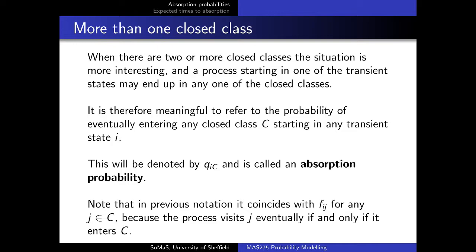And a quick reminder of notation, this is actually equal to f_ij for j a member of C, because as we've seen before, if you enter C, then you will visit j eventually at some point. And f_ij is the probability of visiting j at least once if we start from i. So we're interested in these Q_iC, the probability of entering C starting from i. And since we can't exit C, we call this an absorption probability.